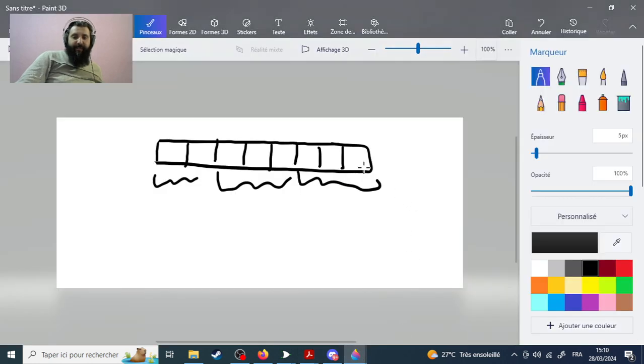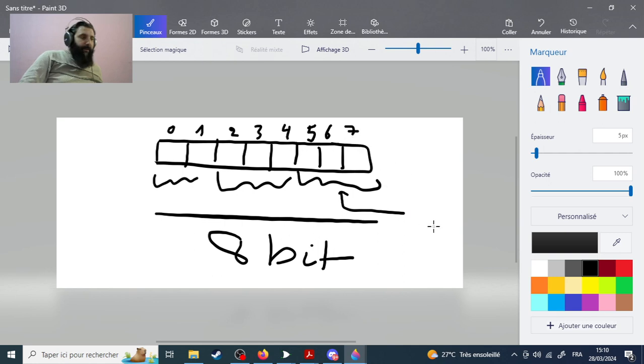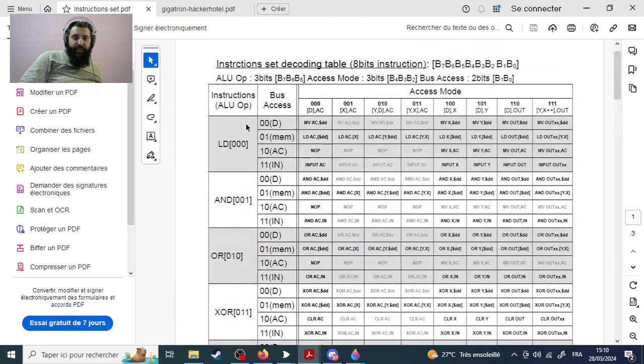If we take, for instance, this 8-bit instruction part, those 8 bits go to the CU. We have bit 0, 1, 2, 3, 4, 5, 6, 7. The last 3 bits, 5, 6, 7, are the representation of the code of the instruction. For instance, if they are 0, 0, 0, they represent the instruction load.